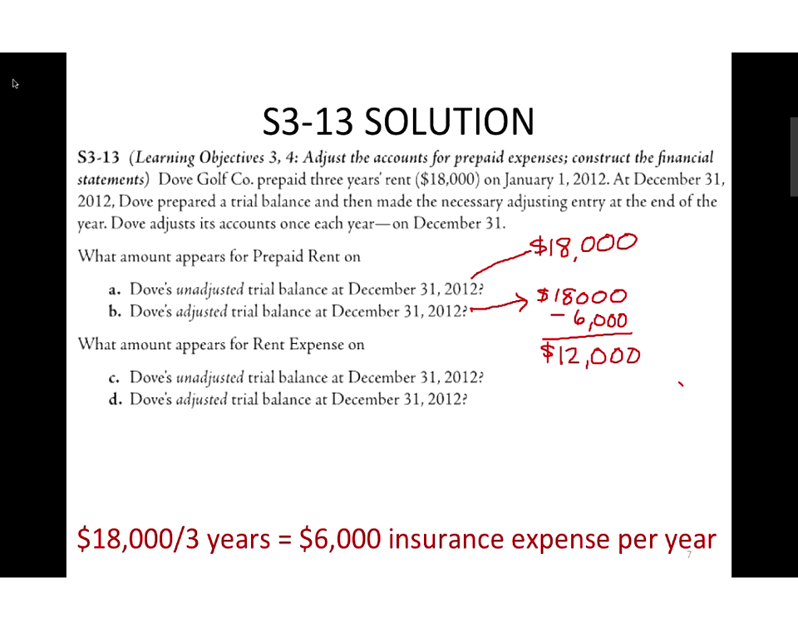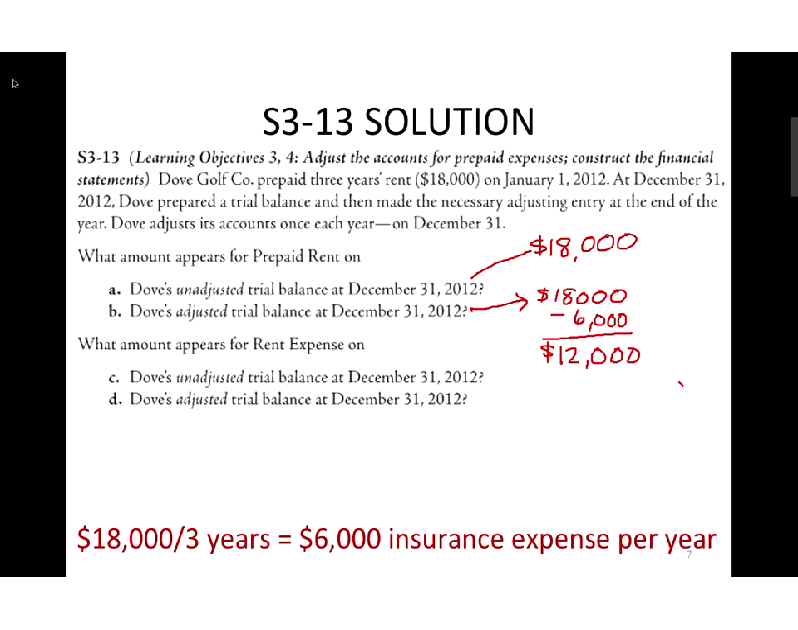So the adjusting entry, just as an aside, when we make that adjusting entry for this rent, is going to be to debit rent expense for $6,000 and credit prepaid rent for $6,000. Prepaid rent is that asset. Okay. So that's looking at prepaid rent. Prepaid rent is an asset.